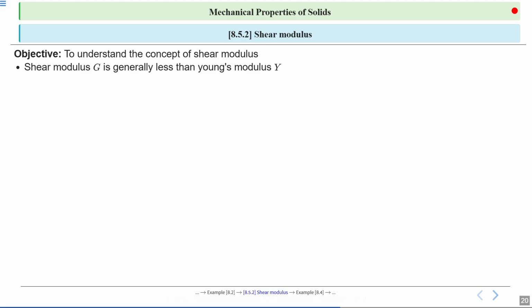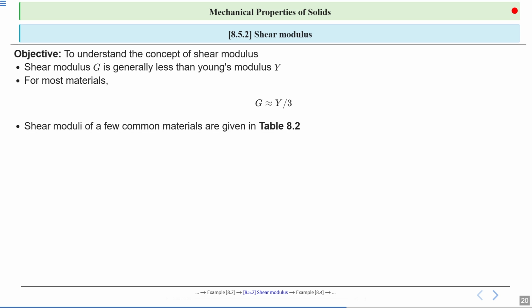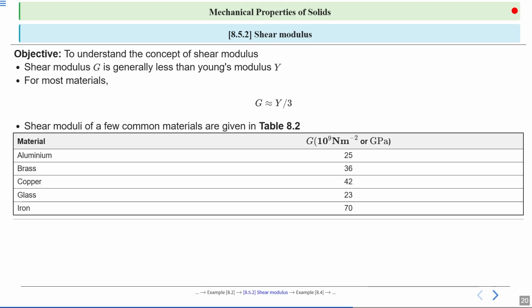Shear modulus G is generally less than Young's modulus. For most materials, G is approximately Y by 3. Shear moduli of a few common materials are given in table 8.2. The materials are aluminum, brass, copper, glass, and iron, and their shear moduli are: for aluminum 25, for brass 36, copper 42, glass 23, and iron 70, with 10 raised to the power 9 Newton per meter square.